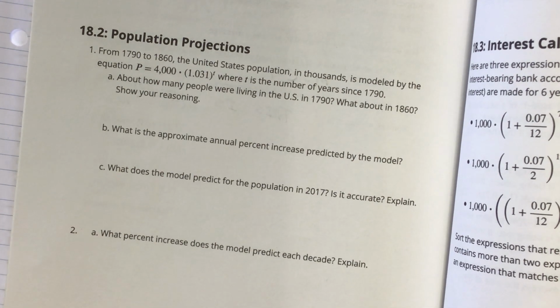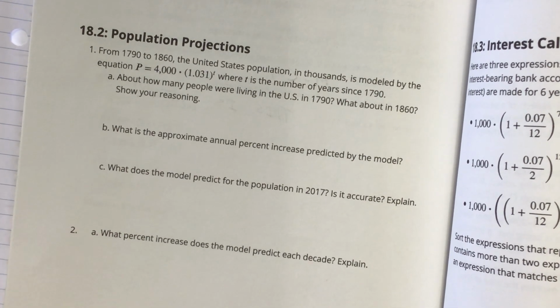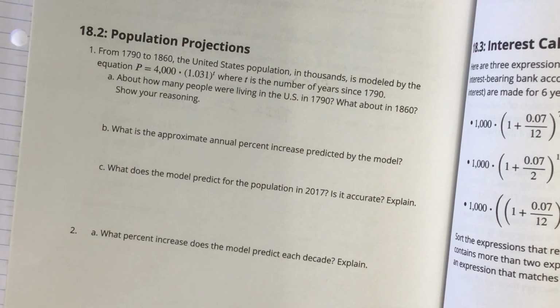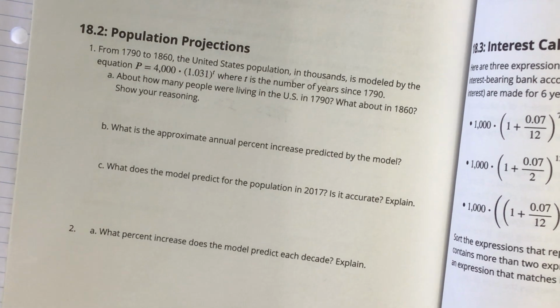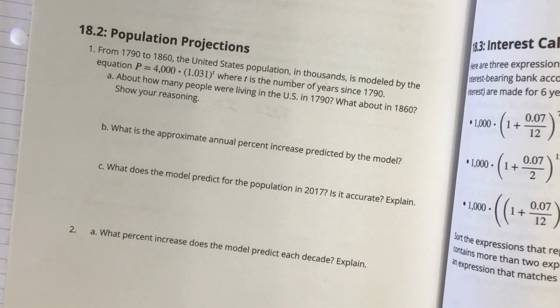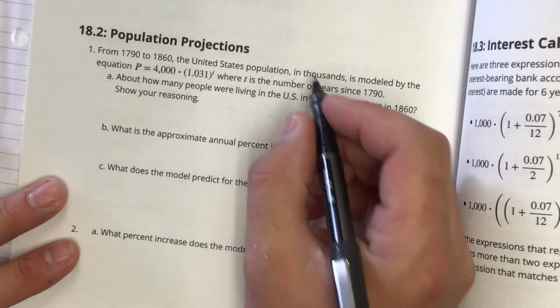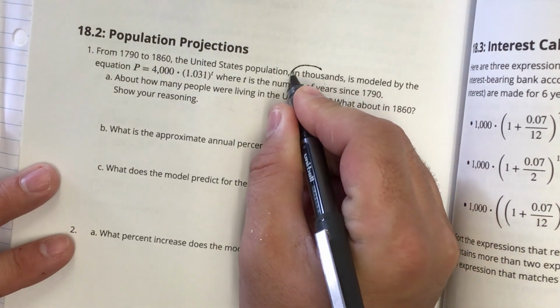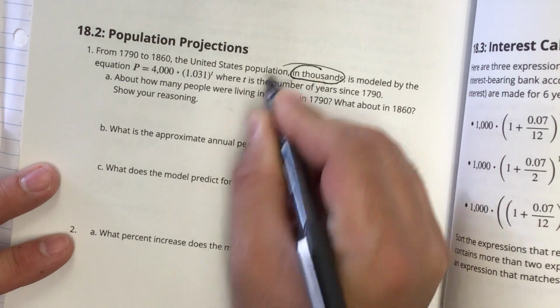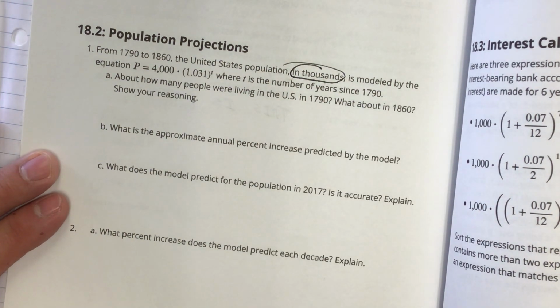Question 2. Georgia, would you read it, please? Sure. From 1790 to 1860, the United States population is modeled by the equation P equals whatever, where T is the number of years since 1790. How many people were living in the U.S. in 1790 and 1860?